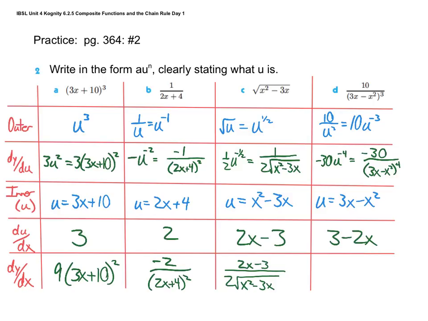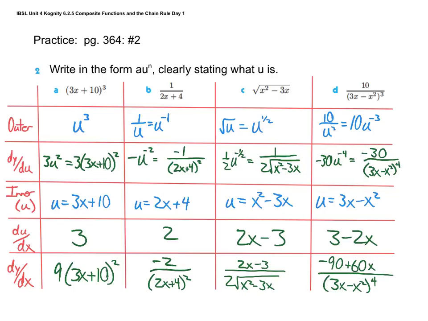And then finally, I have a 3 minus 2x times the negative 30 over 3x minus x squared to the fourth. So I'm just multiplying that together. So it's a negative 90 plus 60x all over 3x minus x squared to the fourth. Isn't it negative 4? Oh no, it's just the 4 because it's on the bottom line. Yeah, the negative is what put it into the denominator, okay?